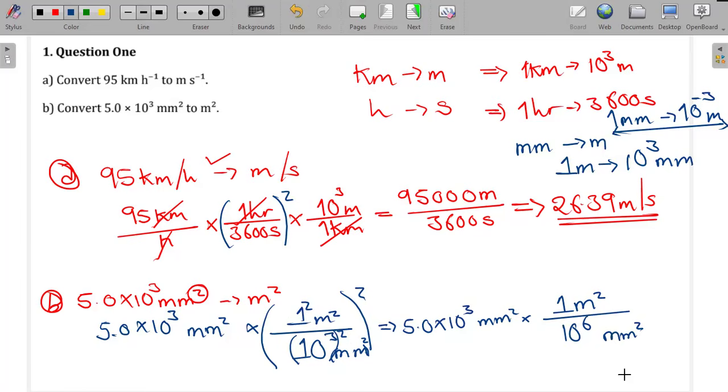Now we can see that we have square millimeters there and square millimeters there, which means these two can cancel out because they are irrelevant in our conversion. We are looking for the square meter in this particular case. And you can proceed to perform your mathematics here. So we're going to say 5 by 10 to the power 3 multiplied by 1 square meter divided by 10 to the power 6. What final answer are we getting? Those with calculators?